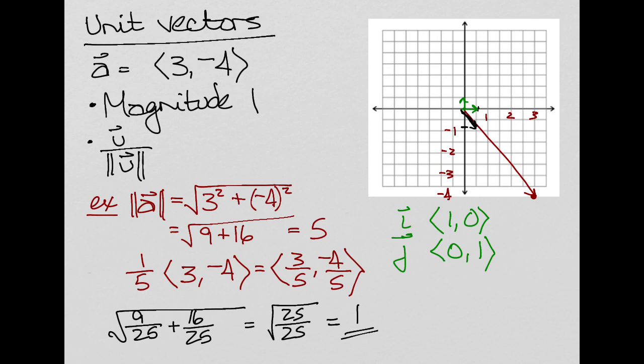I can write any vector as a combination of i and j, these two standard unit vectors. So my vector A over there that we've been using, 3, negative 4, I could equivalently write as 3 in the positive x direction and negative 4 in the y direction. These two pieces of notation here are completely equivalent.